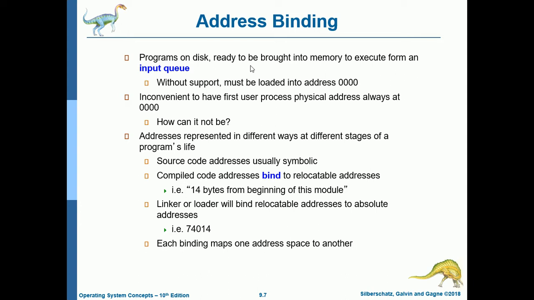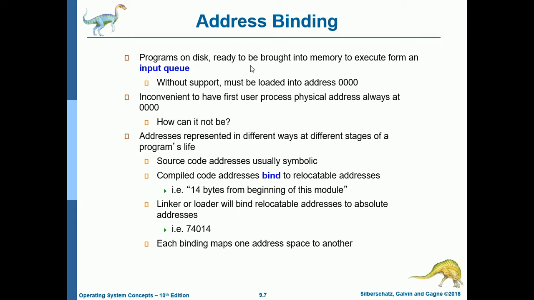Because for the addressing of main memory, it's not always the same address. The address is not really random, at least the free space in memory will be its address. So addresses are represented in different ways at different stages of a program's life.